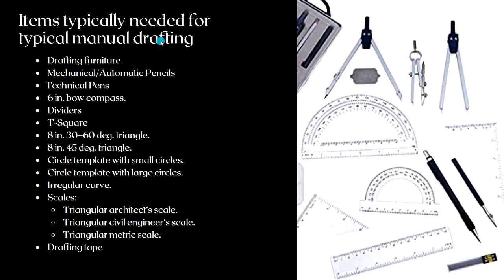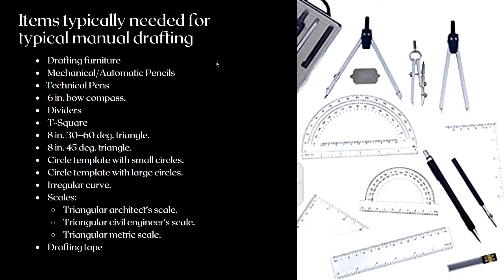So first, these items are typically needed for manual drafting. Next is, of course, our drafting furniture. You should have a table that can at least fit a short bond paper or an A4 paper. Then you should have mechanical or automatic pencils, the kind with a button on top. If you don't have an automatic pencil, a Mongol number 2 pencil will do.